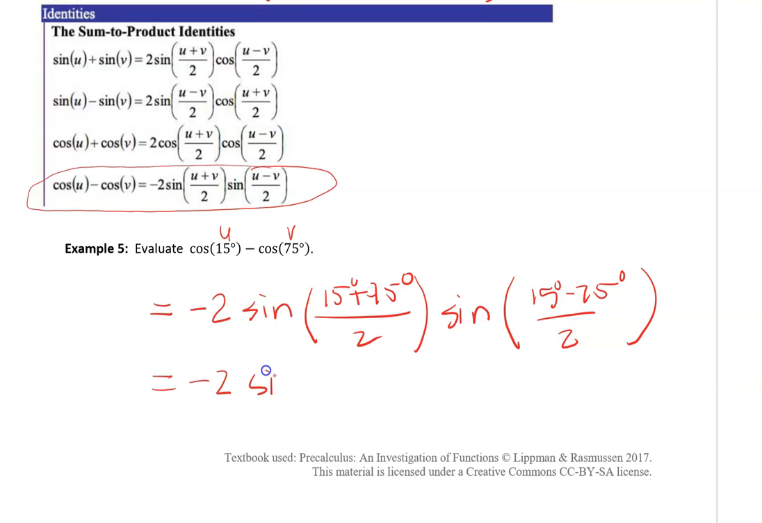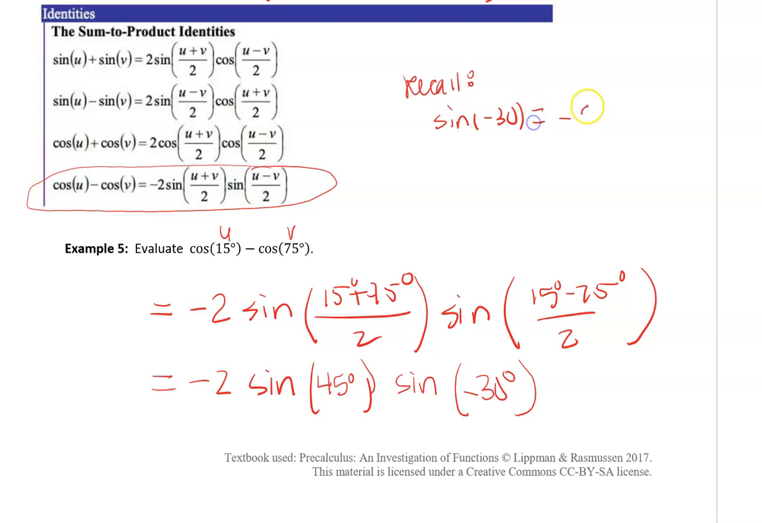Let's do our arithmetic. That gives me 2. Sine of 15 and 75 gives me 90 over 2, and 90 over 2 reduces to 45 degrees. Okay, we know we got something to do with 45 degrees. That's a good angle. 15 minus 75 gives me negative 60 over 2. So let's reduce that. And that's negative 30 degrees. And we know that, working with our negatives from the very first box at the beginning of the lecture, sine of negative 30 is equal to negative sine of 30. That's how those negatives work out.